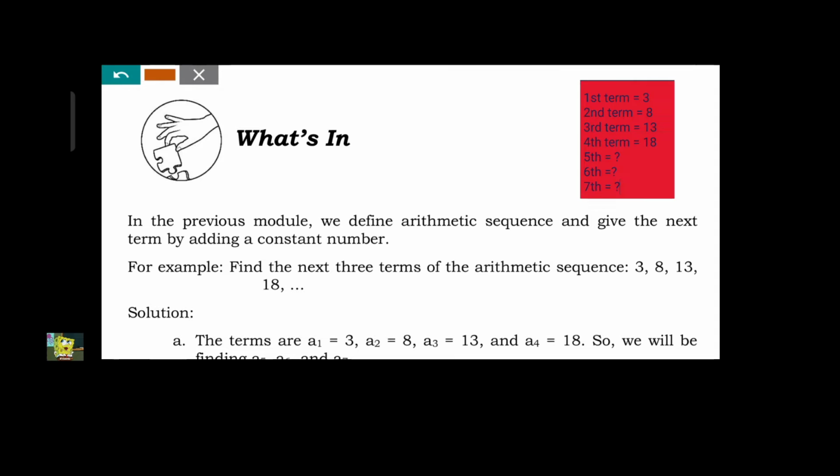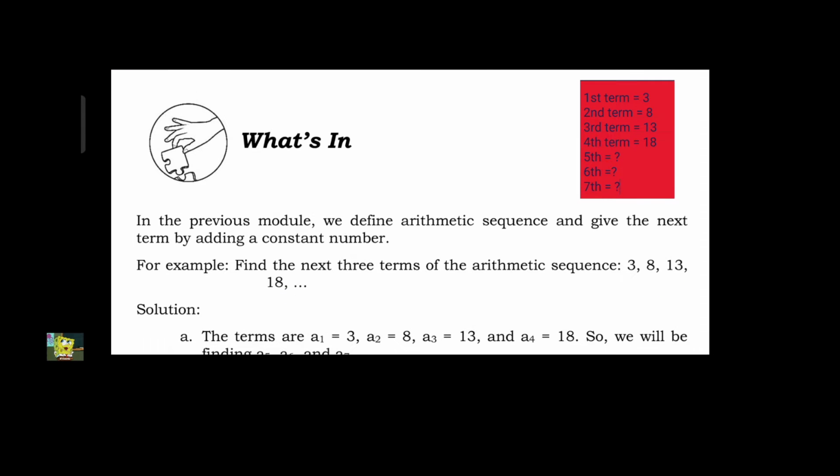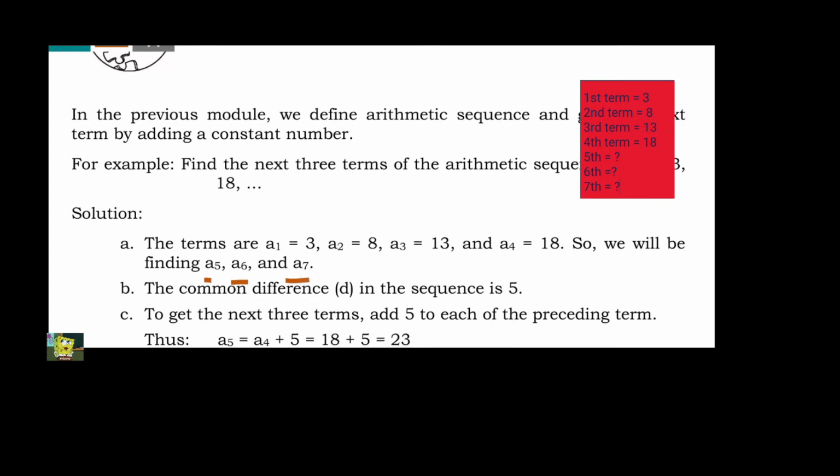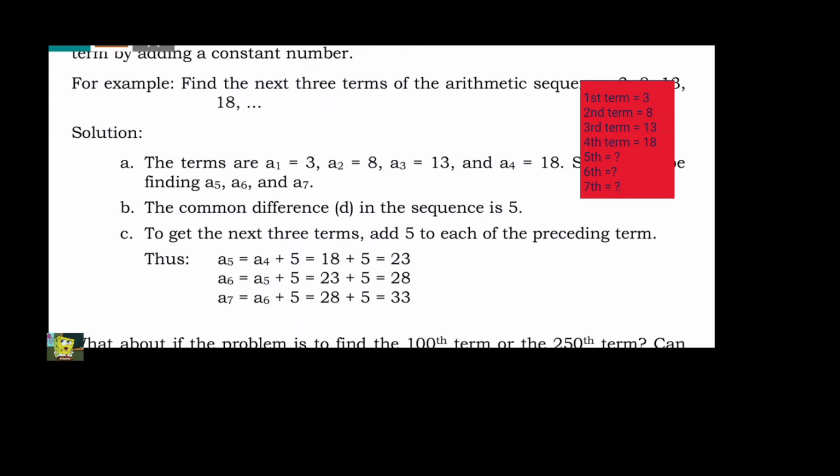For example, find the next 3 terms of the arithmetic sequence 3, 8, 13, and 18. Solution letter A. The terms are a sub 1 equals 3, a sub 2 equals 8, a sub 3 equals 13, and a sub 4 equals 18. So we will be finding a sub 5, a sub 6, and a sub 7. Solution letter B. The common difference d in the sequence is 5. Solution letter C. To get the next 3 terms, add 5 to each of the preceding terms.